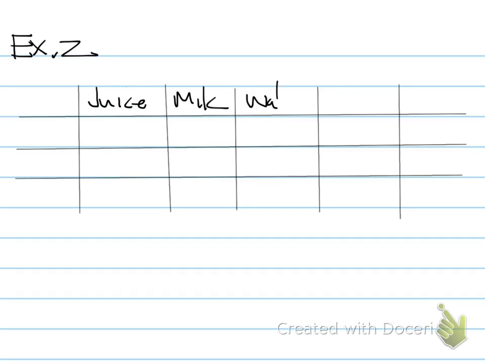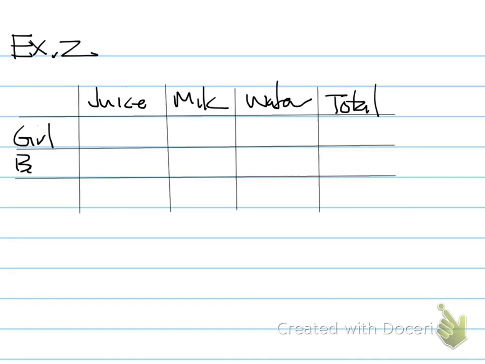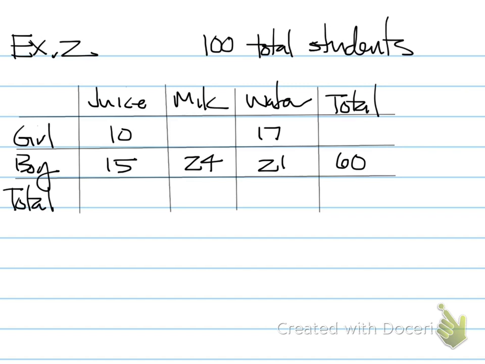Another two-way table. A group of boys and girls were asked whether they liked juice, milk, or water. They had a choice of juice, milk, or water. It was given that there were 100 total students surveyed.